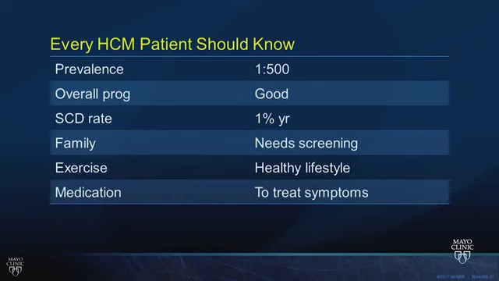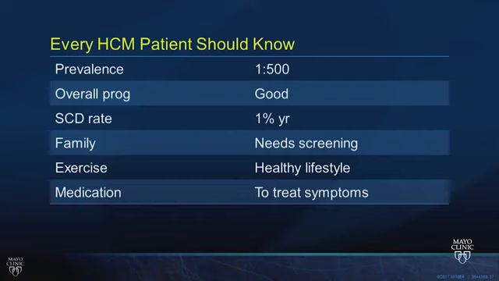The overall prognosis is good. The average age of death of a hypertrophic cardiomyopathy patient is only about 6 months less than the average age of death of the general population. So even though we have all these things we have to talk about, you have to tell your patients not to be living in fear of this. Yes, there's a sudden cardiac death rate. It's about 1% per year, and we'll talk about that in a few slides.